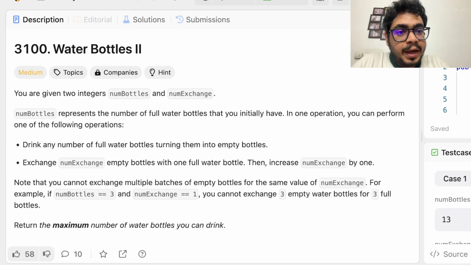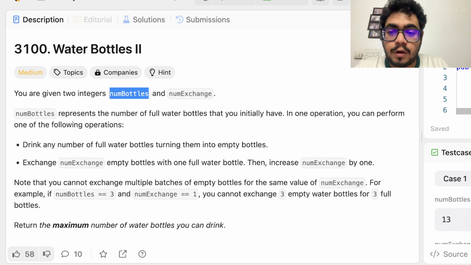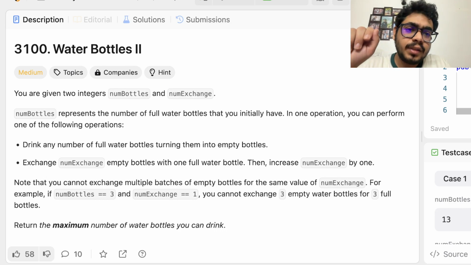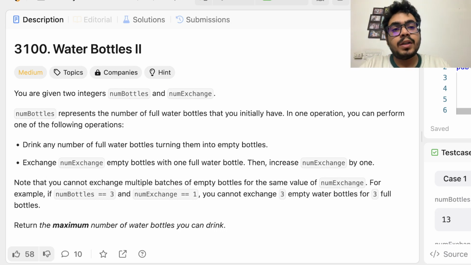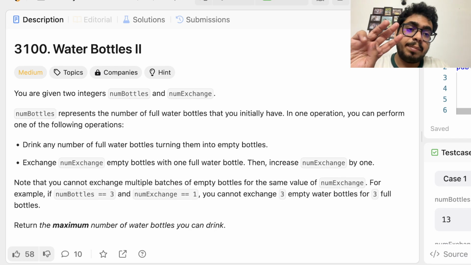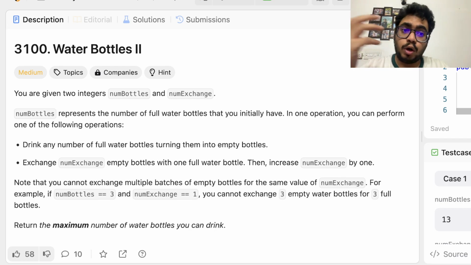So let's discuss the second problem of this week's weekly Leetcode contest, right? Which talks about water bottles. It says we are given two integers, number of bottles and number of exchange. What is number of bottles? These are the number of bottles that we currently have and are full. For example, if number of bottles is 3, that means we have 3 full bottles.